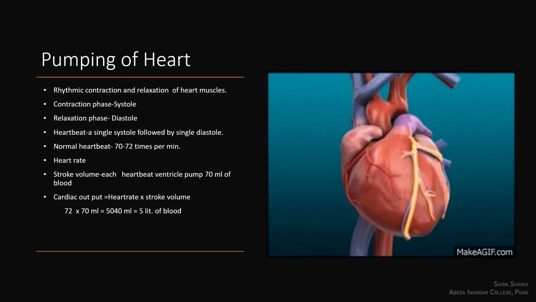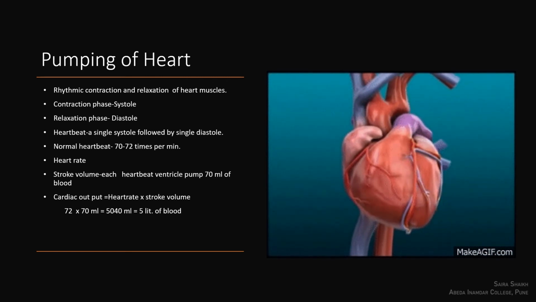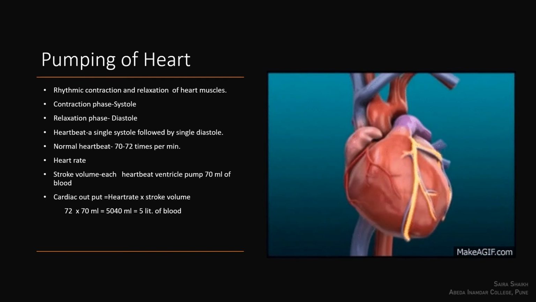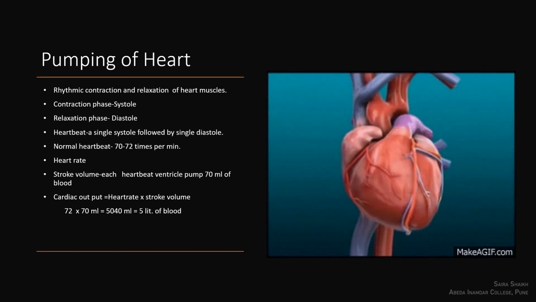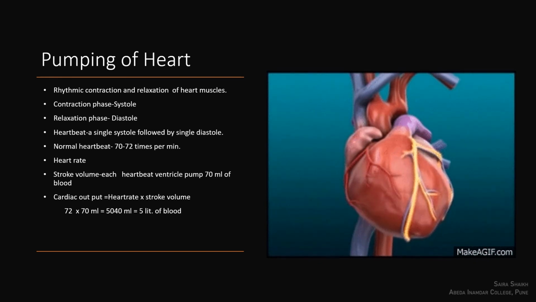As you know, the wall of the heart is made up of muscles. These are the cardiac muscles. They show rhythmic contraction and relaxation. The contraction phase is called systole, and the relaxation phase is called diastole. A single systole and a single diastole make one heartbeat.